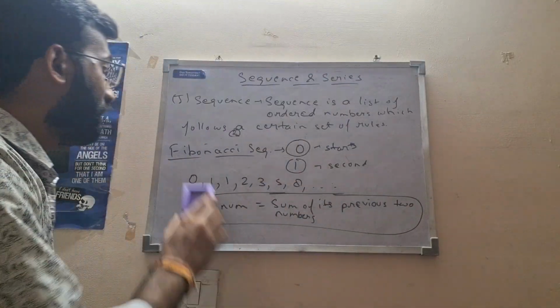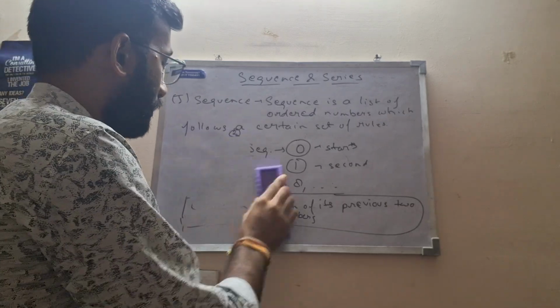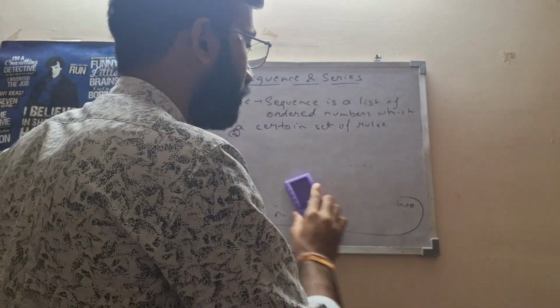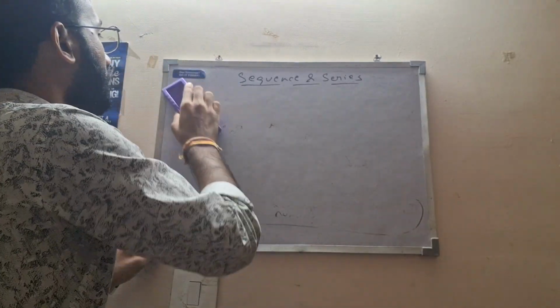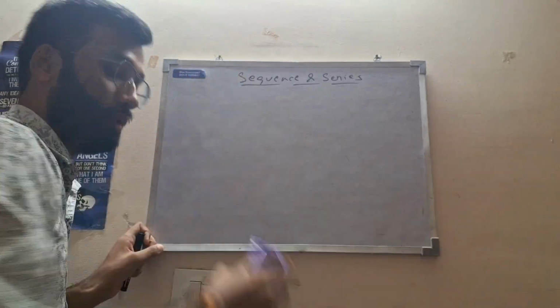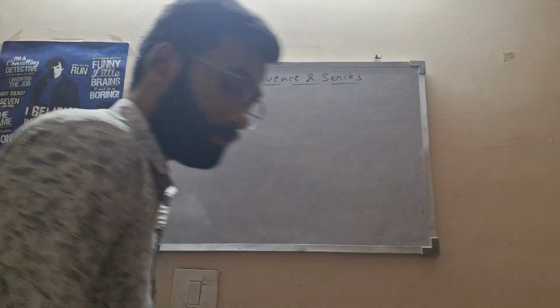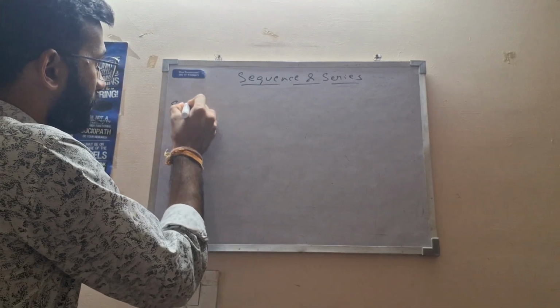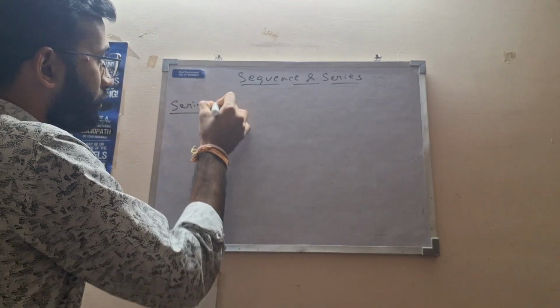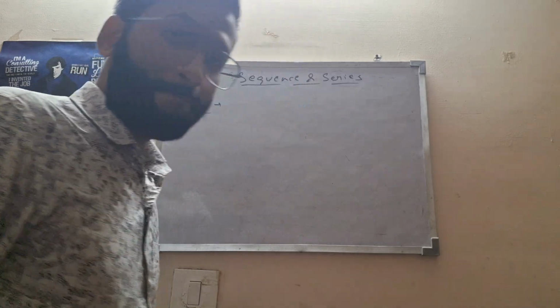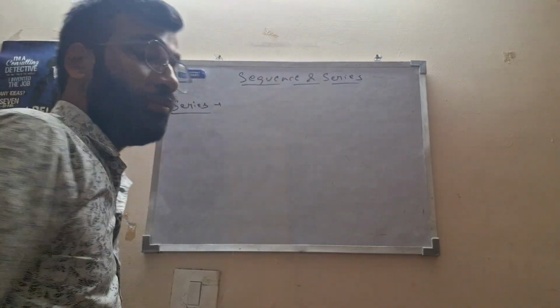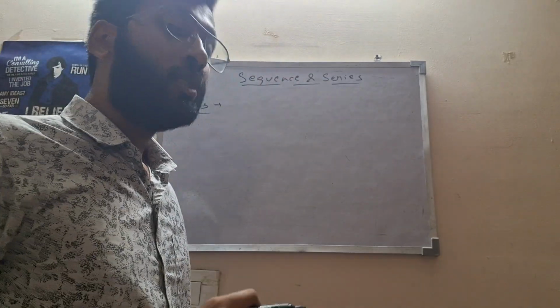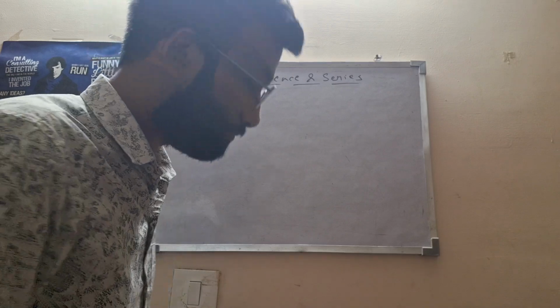So I think I have told you enough about the sequences. Now I'll move on to the series, because series is also an important part. There is a minor difference between the sequence and series, but you have to understand it. So what is a series? What have we learned about sequence? A sequence is a list of ordered numbers.